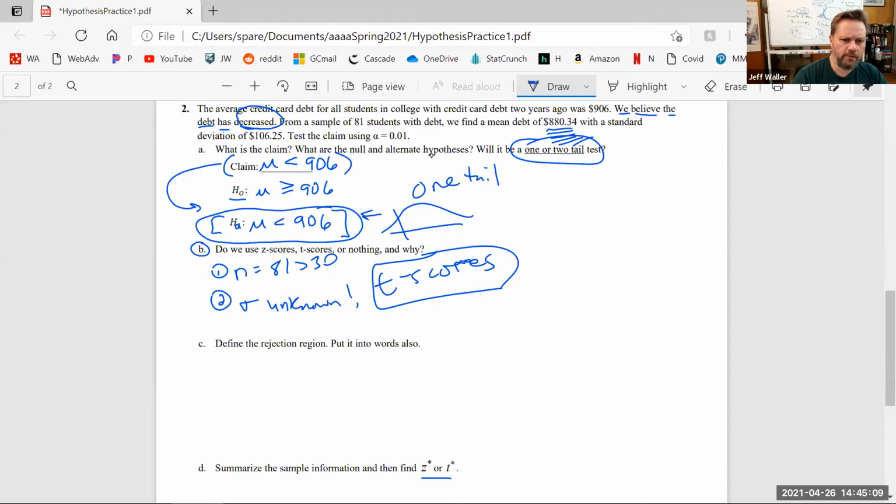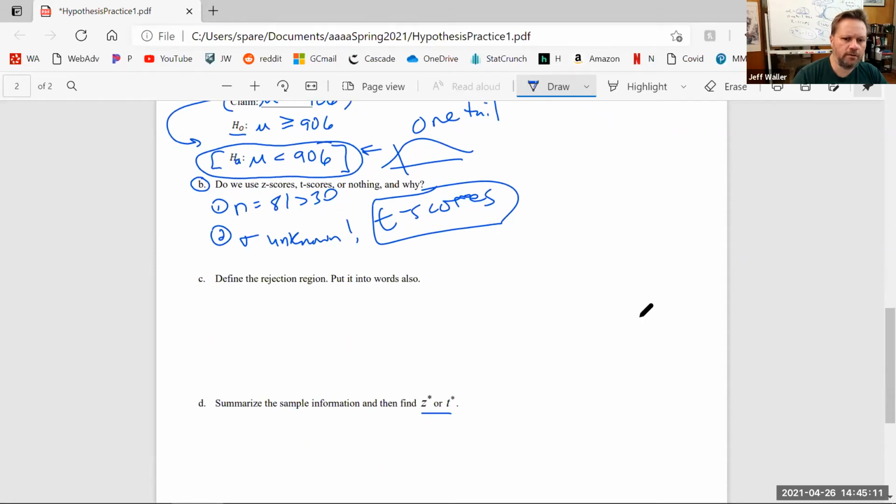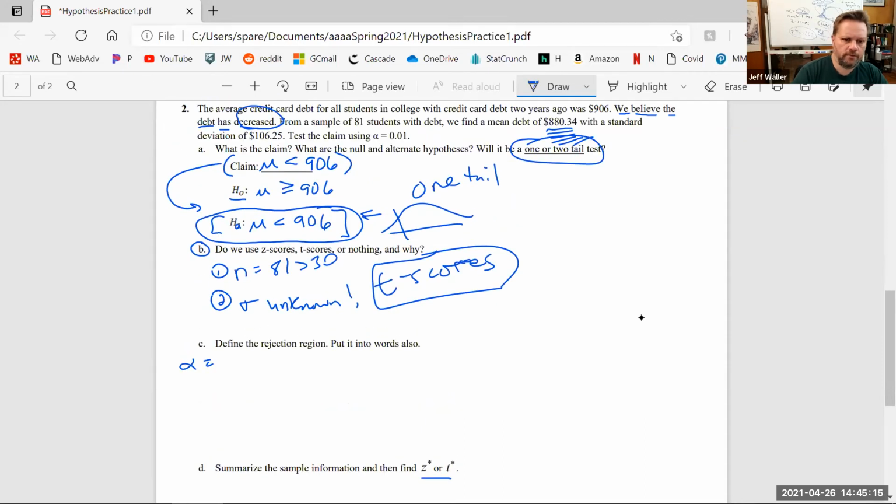Okay, maybe. So now, what do I need for the rejection region? What's alpha? 0.01. It's a one-tail test. T-score, so what else do I have to know so I can look this up? When I look at the T-score chart, how do I know where to stop? What else do I need to know to use the T-score chart to find a T-score?